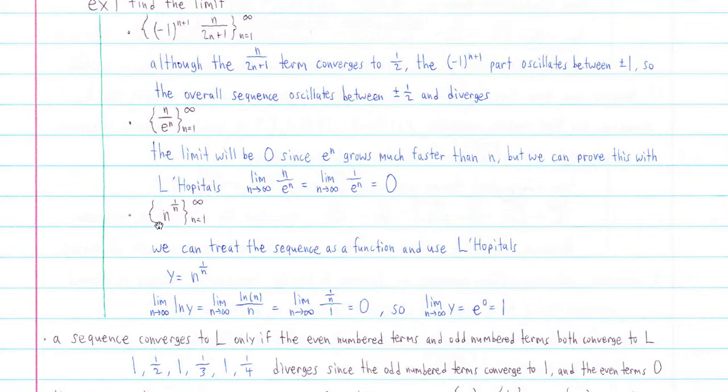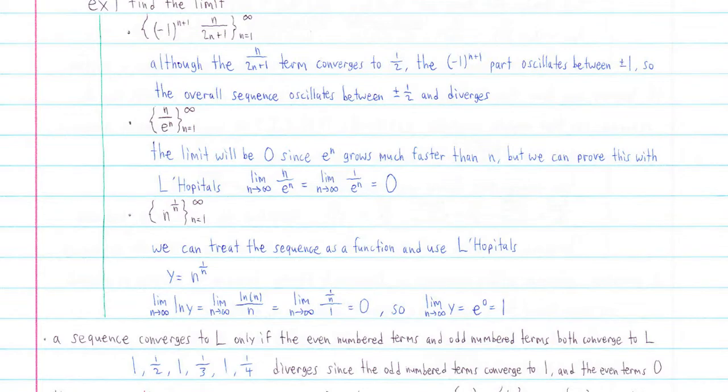Here we have n to the 1 over n. And if we just take the limit as n approaches infinity, we get an indeterminate form. So we need to use L'Hopital's, and to do this we have to treat it as a function first. So we can write that y equals n to the 1 over n.